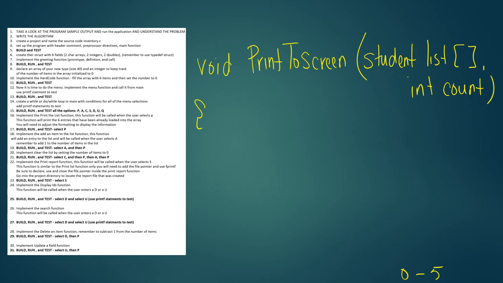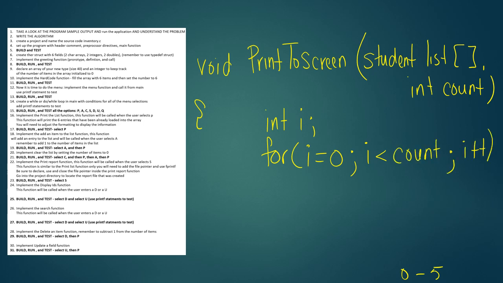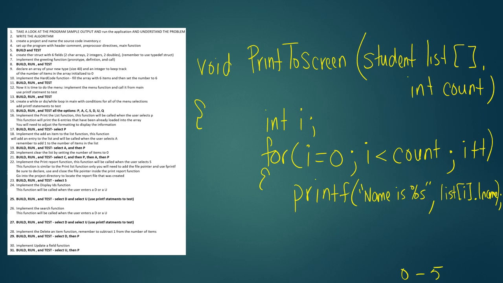All right, and so we're going to use the same for loop that we've been using throughout the semester for arrays. And we will just start at the beginning of the array, i equals 0, i less than count, i plus plus, and then we will printf. Name is %s, and what is the name? The name is going to be list at index i, it's going to start at 0, dot lname. So if you can't read that, it says list at index i dot lname.